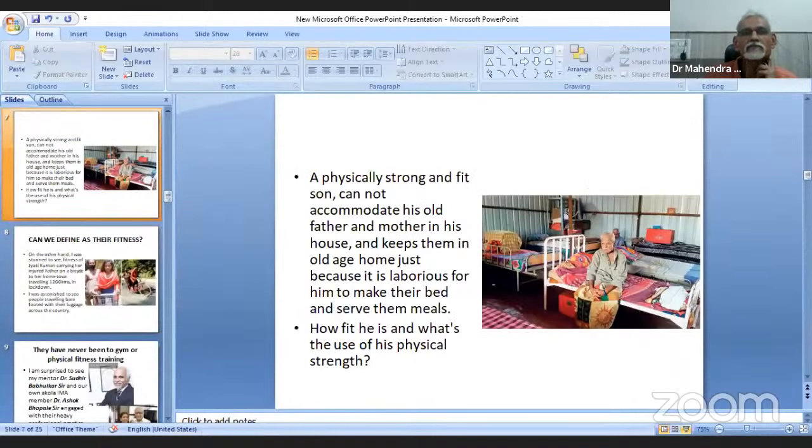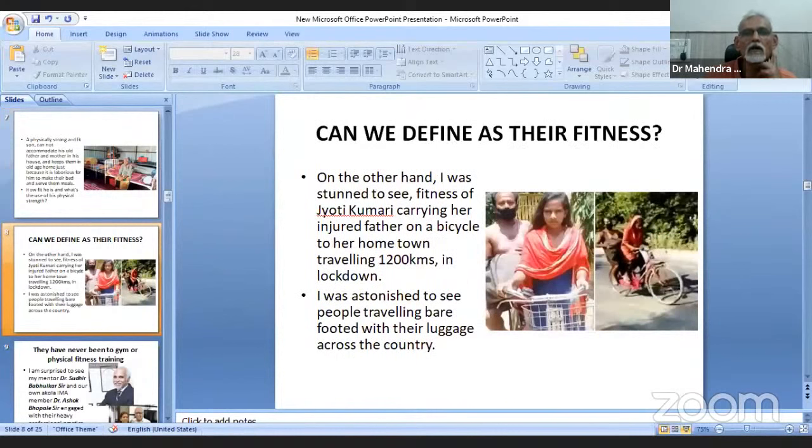A physically strong, fit son cannot accommodate his old father and mother in his house and keeps them in an old age home just because it is laborious for him to make their bed and serve them meals. How fit is he, and what is the use of his physical strength? On the other hand, I was stunned to see the fitness of Jyoti Kumari carrying her injured father on a bicycle to her hometown, traveling 1200 kilometers in lockdown. I was astonished to see people traveling barefooted with their luggage across the country.